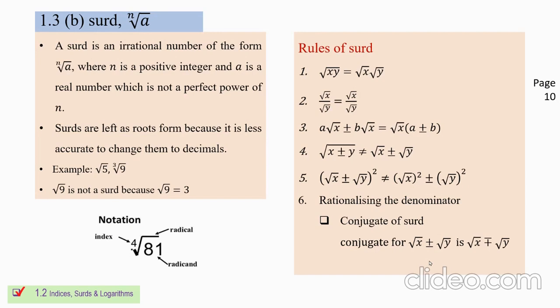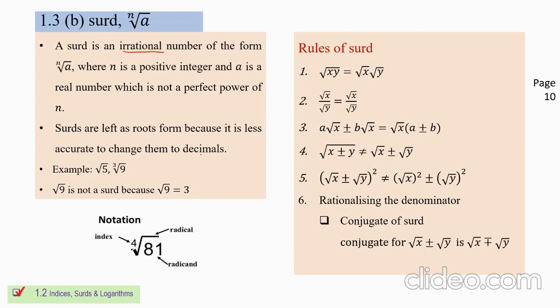A surd is an irrational number of the form the nth root of a, where n is a positive integer and a is a real number which is not a perfect power of n. Surds are left in root form because it is less accurate to change them to decimals.